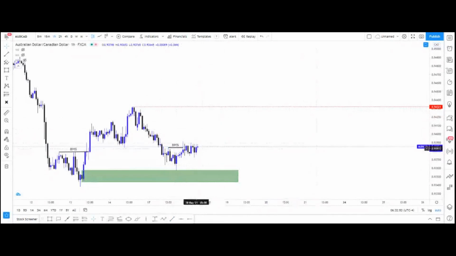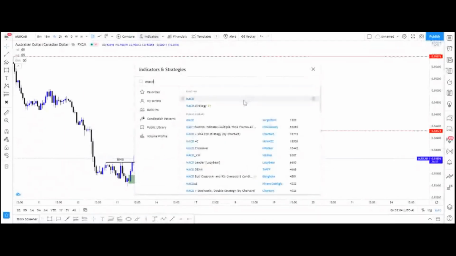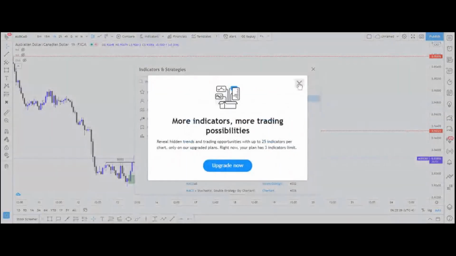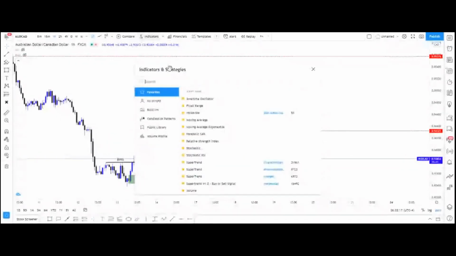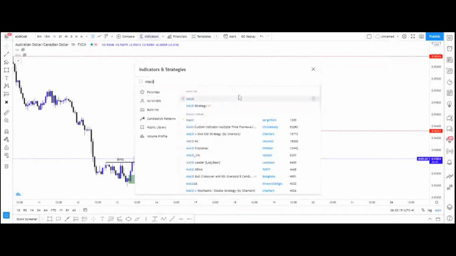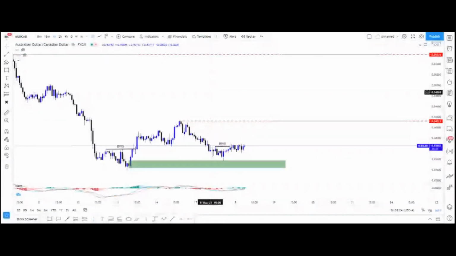So how would I want to capitalize on this right here? I want to capitalize on this by adding the MACD. I want momentum to change on the 1 hour time frame right now. So since I'm on the 1 hour time frame, I want momentum to change. Okay, great.